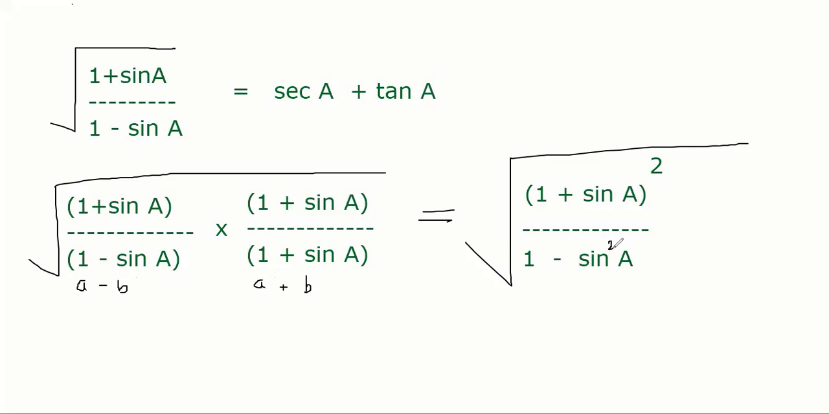Tell me any confusion in this step, everybody? A minus b into a plus b, a square minus b square. A square is 1. B square is sin square. All good, everybody? Yes, sir.